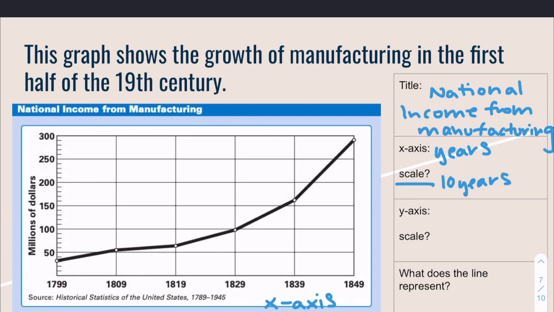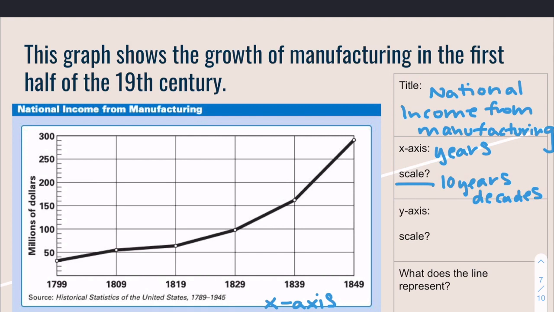So every time I have a new unit on my graph, every time I have a new line on my graph, it has been 10 full years. The other thing you could say is decades. Okay, the scale on this is a decade.